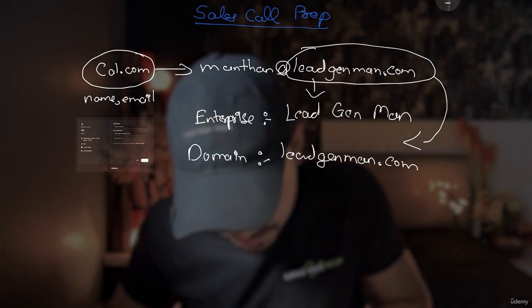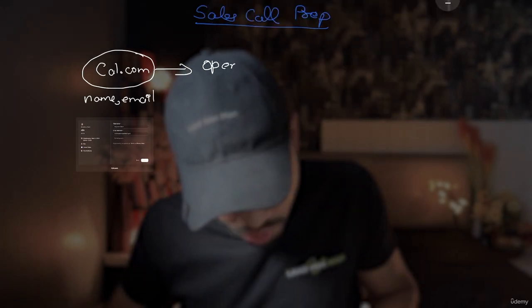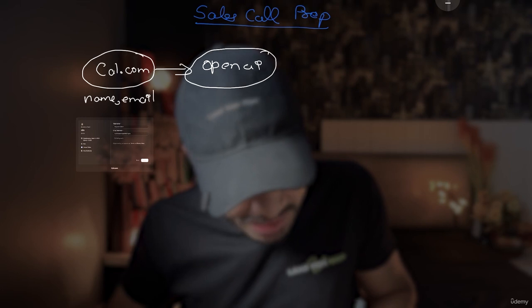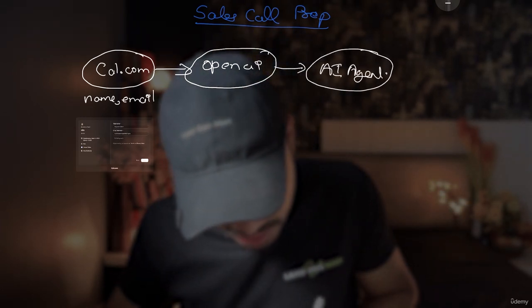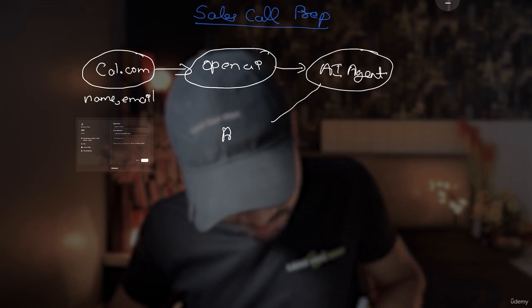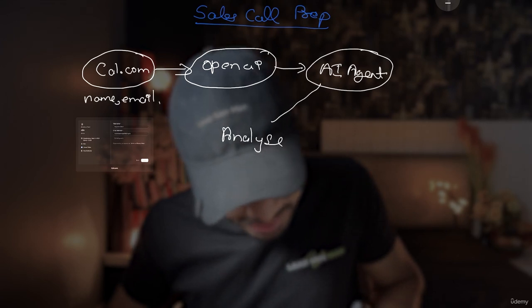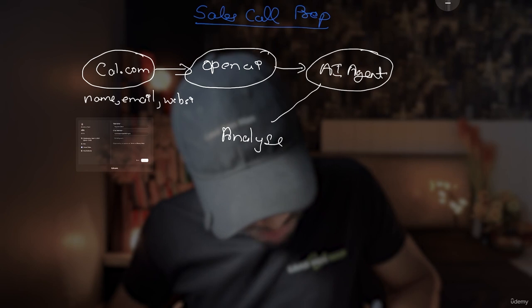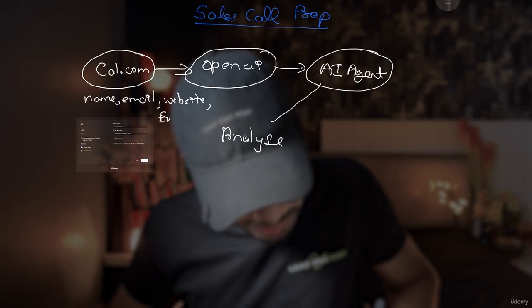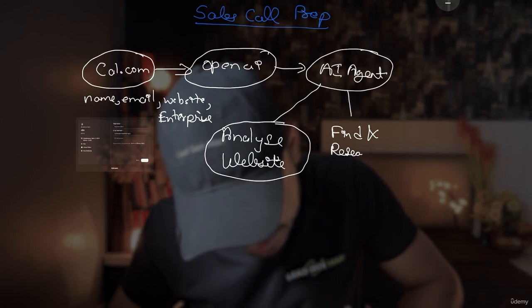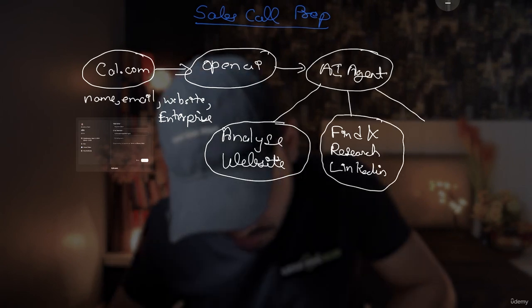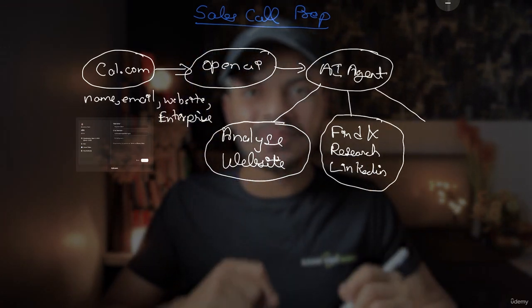So I will clear this example. So we will use LLM or OpenAI to get that basic information of company and domain. After we have that, we will build our agent. That agent will first of all analyze the website because we have the website data, right? So we have the name, email, we have the website, and we have the company name or enterprise name. So our first sub workflow will analyze website. Our second sub workflow will find out the LinkedIn and enrich that information. So find and research LinkedIn. And our last workflow will find out the latest company news by using Perplexity.